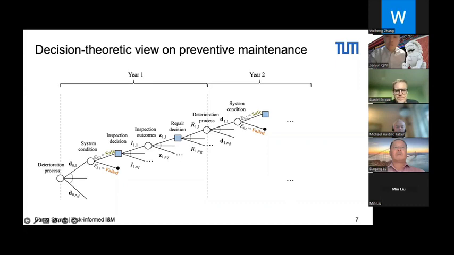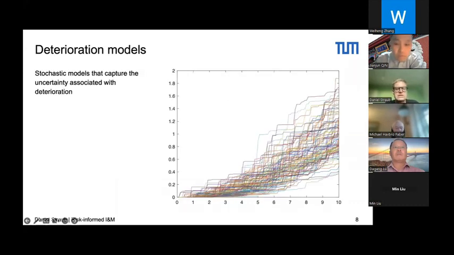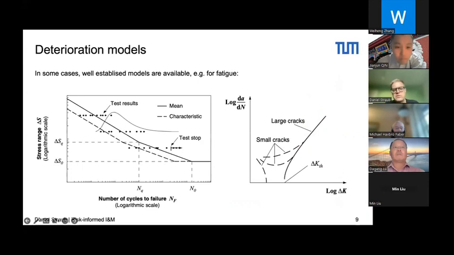Now, to populate this decision tree, just quickly going through what we need to actually quantify this type of model. We need, first of all, deterioration models. Stochastic deterioration models that reflect the uncertainty that we have in the deterioration. Now, for certain types of deterioration mechanisms, we do have models. For example, for fatigue, we have relatively well-established models. For example, more empirics-based models that are based on so-called SN curves shown on the left, or also fracture mechanics-based models that are a bit more physical, as indicated in the figure on the right.